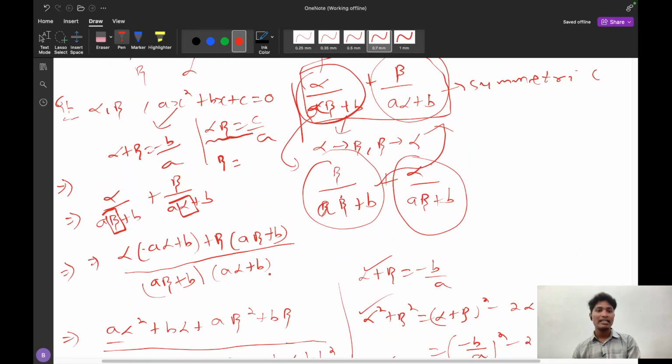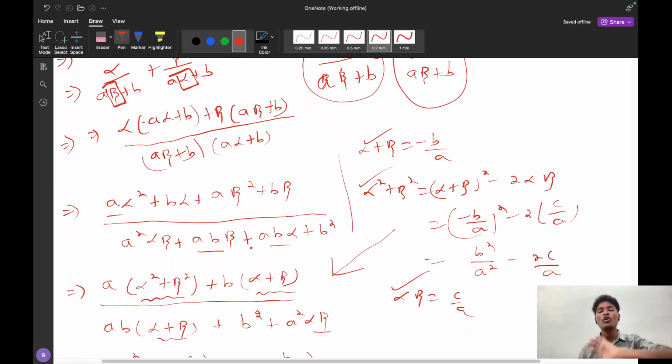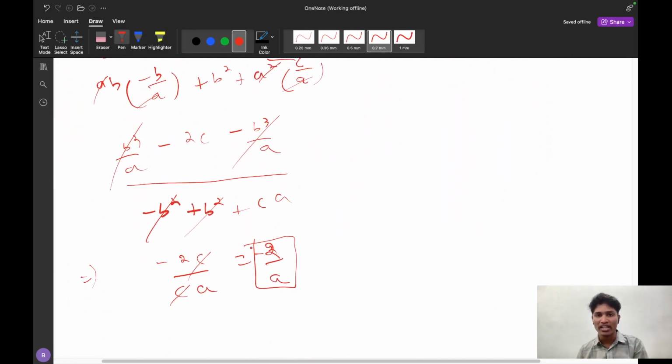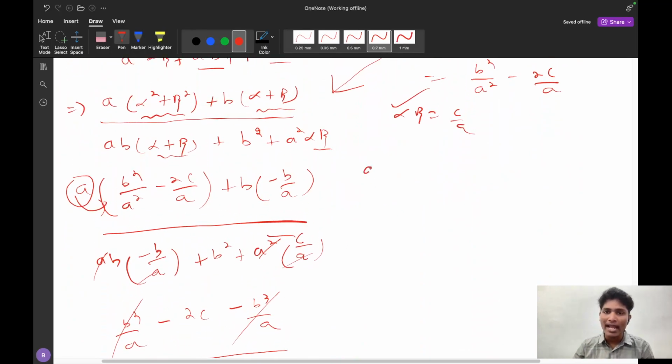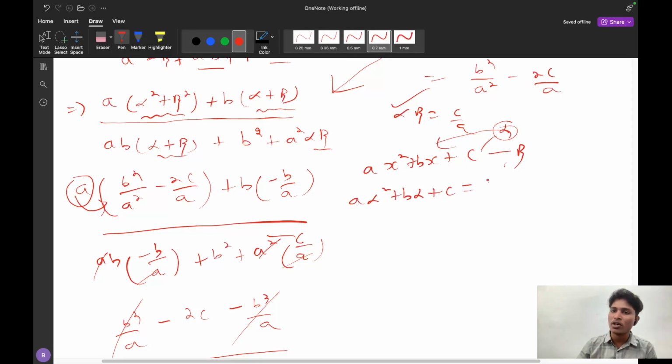Simply. But this is a lengthy process. I have to take the LCM, I have to multiply, I have to find the values. But what if I can simplify this? That is, ax square plus bx plus c is the given equation, and they said alpha, beta are the roots of this equation. What if I substitute the value here? a alpha square plus b alpha plus c is equal to 0. If I take alpha common here, I can get alpha into a alpha plus b, plus c equal to 0. a alpha plus b is equal to minus c by alpha.